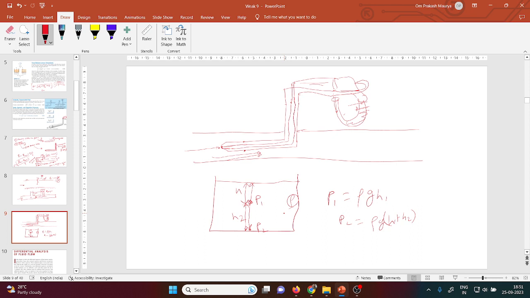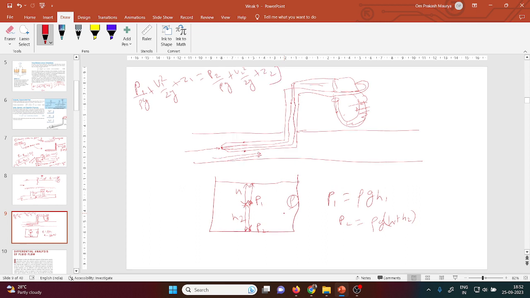So definitely, as height increases, the pressure increases. Let me compare with another thing. You know the Bernoulli equation: P1 by rho g plus V1 square by 2g plus Z1 equals P2 by rho g plus V2 square by 2g plus Z2. So this is the Bernoulli equation.